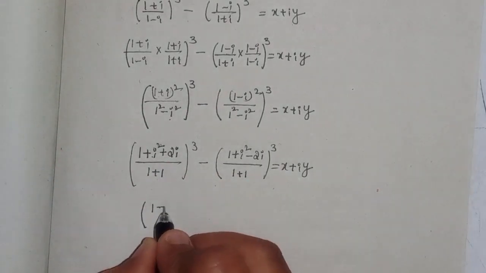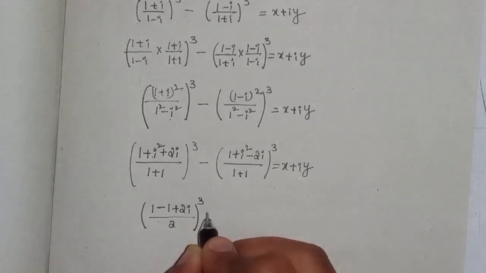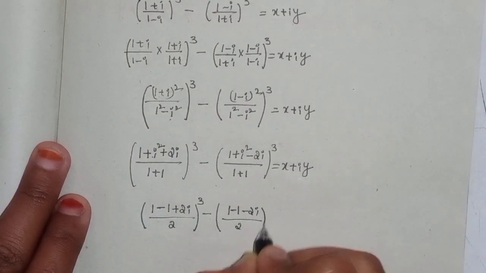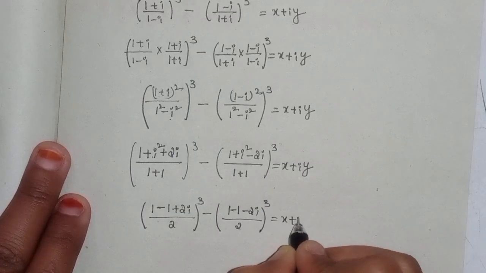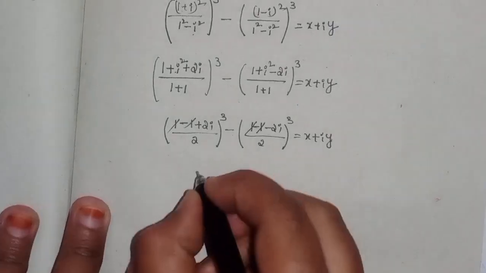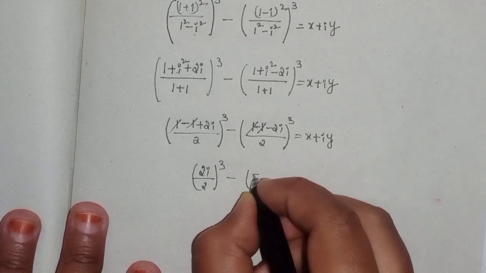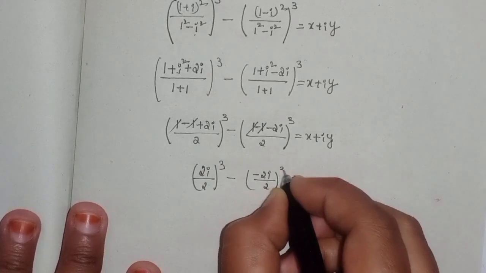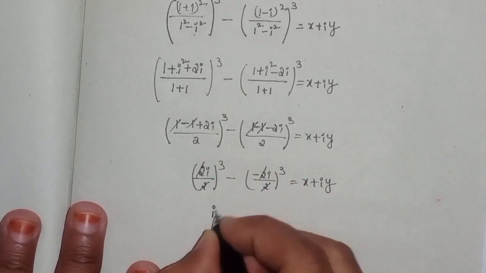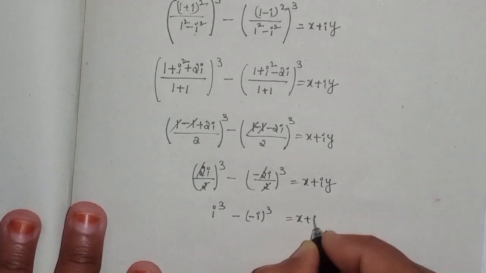I square value is minus 1: (minus 1 plus 2i) by 2 whole cube, minus (minus 1 minus 2i) by 2 whole cube, equal to x plus iy. Minus 1 plus 1 cancel, minus 1 plus 1 cancel. (2i by 2) whole cube minus (minus 2i by 2) whole cube. 2 also cancels. i cube minus of minus i cube equal to x plus iy.